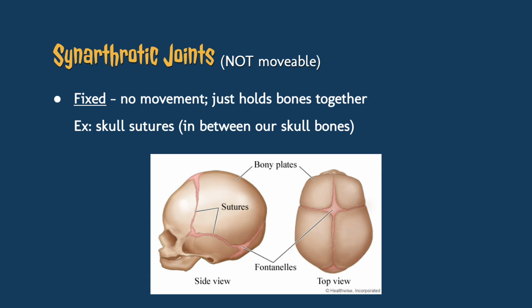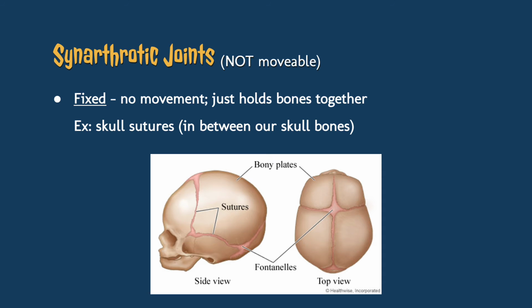And then that last kind of joint is a synarthrotic joint. So remember, that means they are not movable. Syn, S-Y-N, means without. So it is without movement. So the example of this one is our fixed joints. So this means they cannot move. They are simply there to hold our bones together. So the best example of this is our skull sutures. So those are what hold our skull bones together, like our parietal bone, our frontal bone, our temporal bone, held together by sutures, as you can see in this image right here.